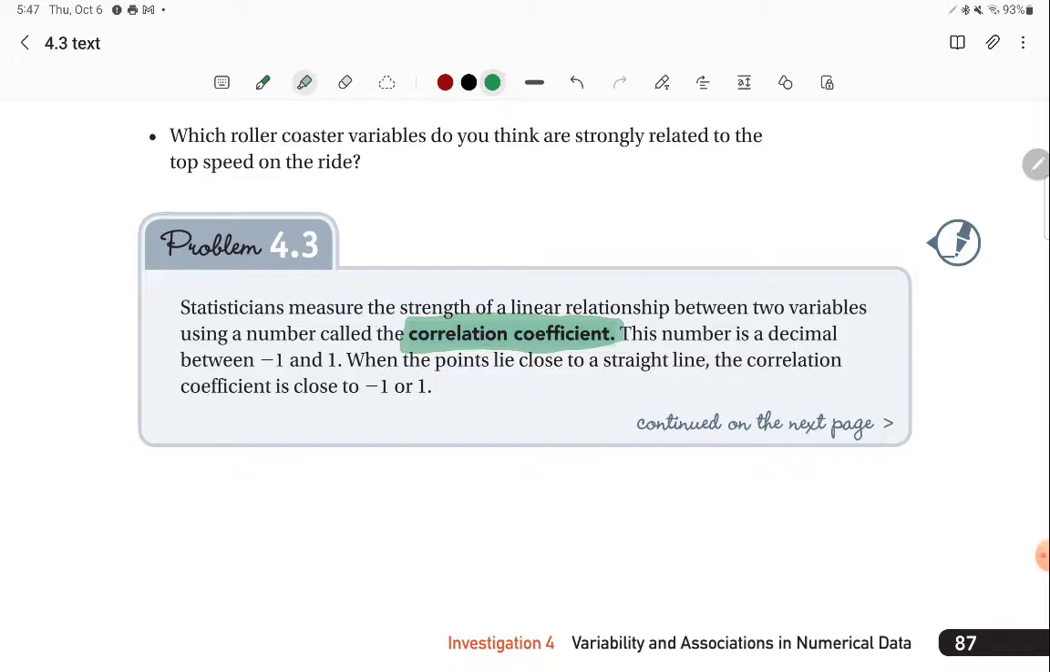A correlation coefficient is a decimal between -1 and 1. So when the points lie close to a straight line, when the correlation is strong, the coefficient is close to -1 or 1. And we're going to talk more about that. If the correlation is strong and the slope is negative, then it's going to be a -1. If the correlation between the data points is really strong and it's positive, then the correlation is going to be 1.